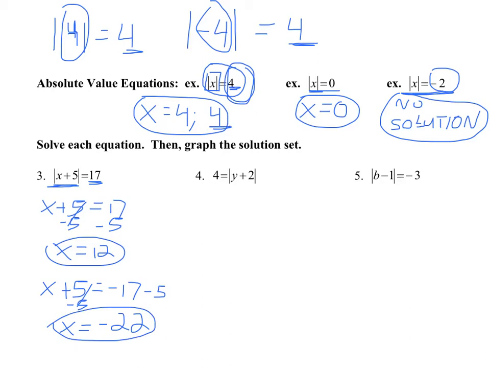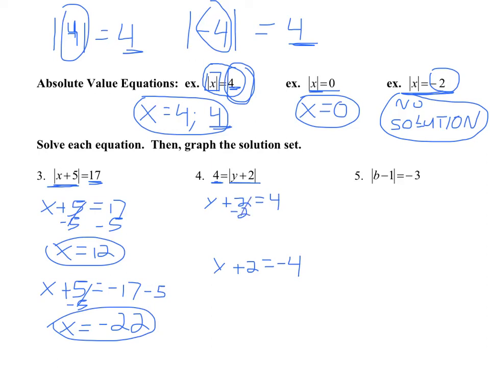If I look at 4, the absolute value is on the right side, but I'm still going to do the same thing. This is still going to give me 2 answers because this absolute value is set equal to a positive number, 4. So the 2 equations I'm going to set up are y plus 2 equals 4, and y plus 2 equals -4.